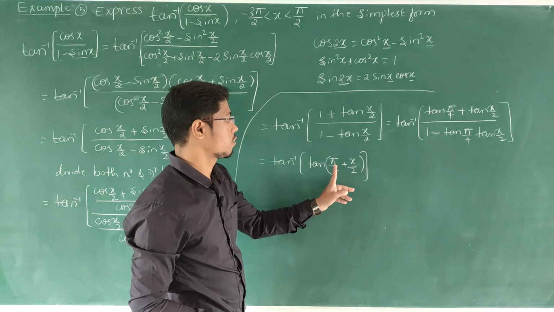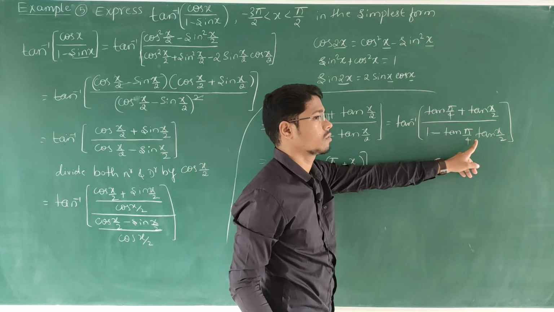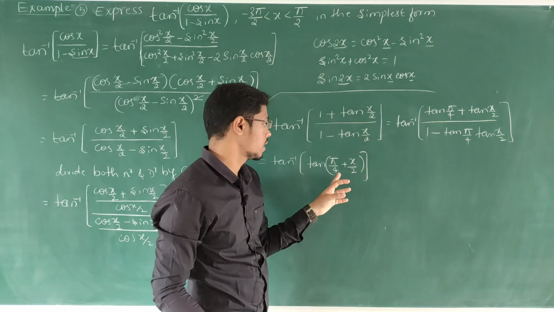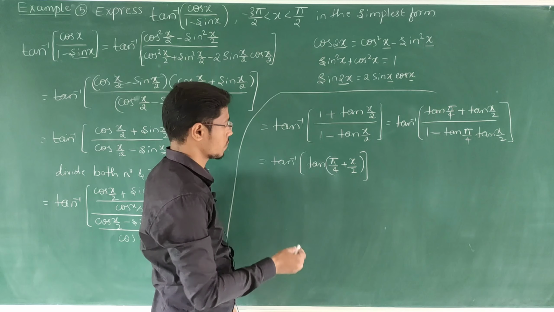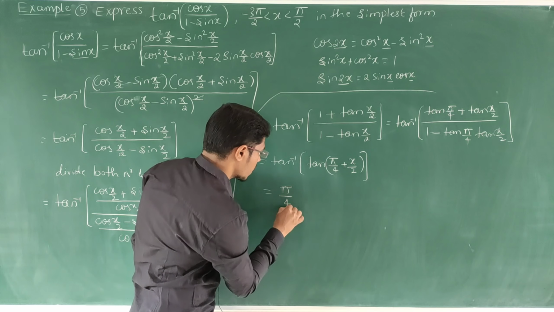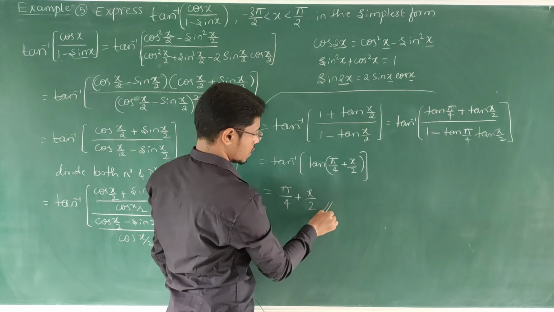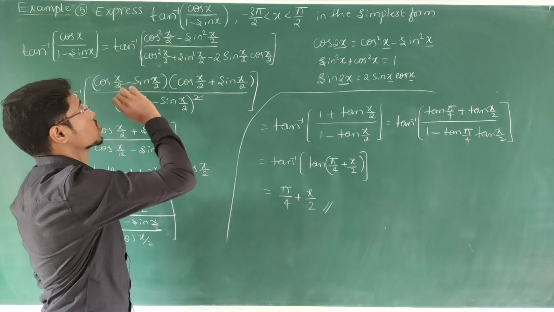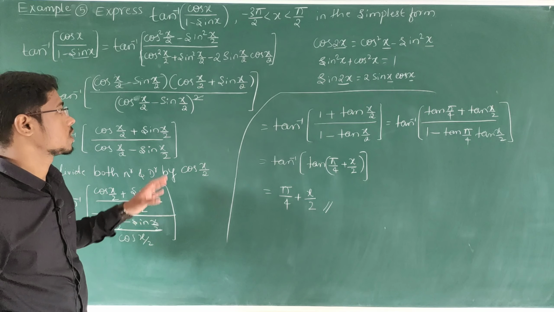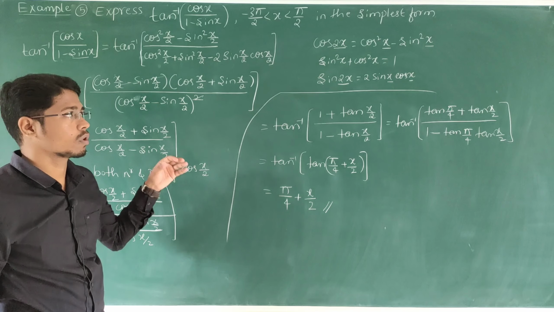So tan x plus y means tan x plus tan y divided by 1 minus tan x into tan y. So with the formula tan (x plus y), x is pi by 4, y is x by 2. Here tan inverse and tan get cancelled, remaining pi by 4 plus x by 2, right. So this is the simplest form of tan inverse of cos x divided by 1 minus sin x. I solved this using the half angle formulas, very simple if you know the formulas.